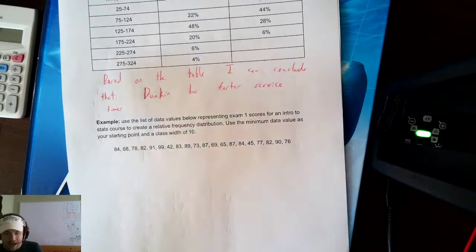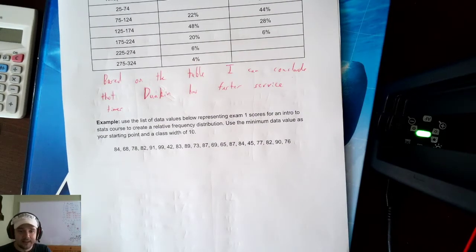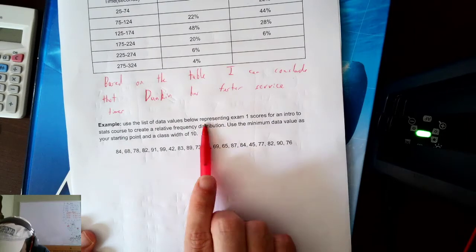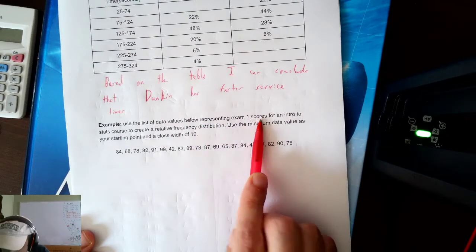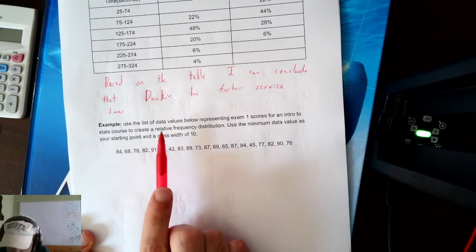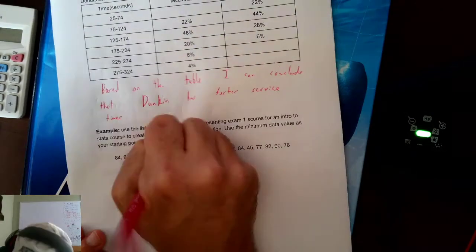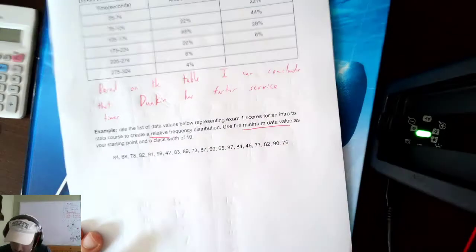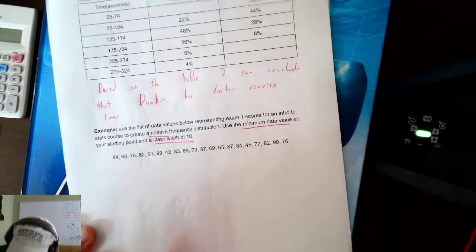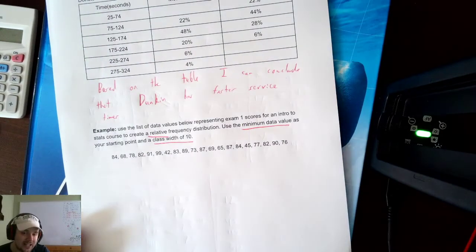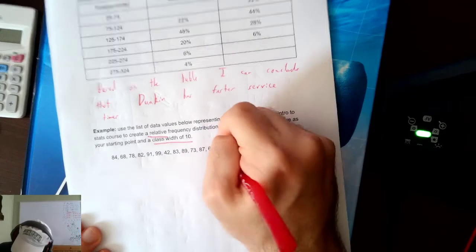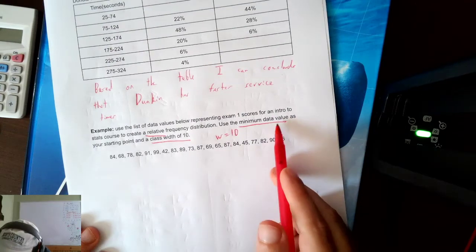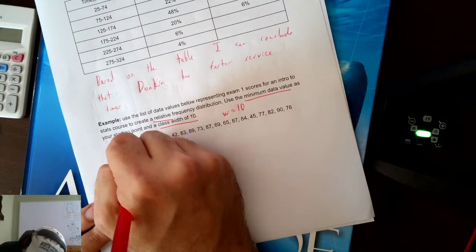All right, now let's do another example. This one is going to be a little bit different. It says, use the list of data values below representing Exam 1 scores for an Intro to Stats course to create a relative frequency distribution. Use the minimum as your starting point and a width of 10. I don't need to calculate the width. It told me it was 10. Cool. Width equals 10. All right, good to know. Use the minimum as your starting point. So, we got grades.